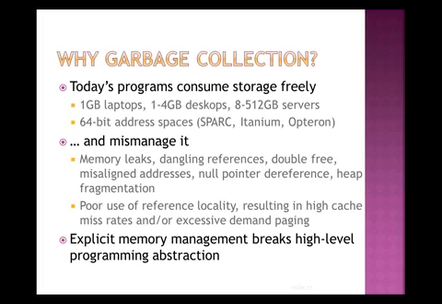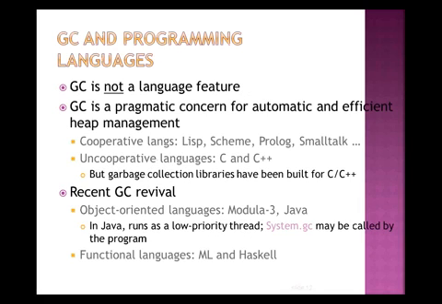Next, poor use of reference locality results in a high cache miss rate and or excessive demand paging. Then next, explicit memory management breaks high level programming abstraction. So garbage collection addresses explicit memory management that breaks the high level programming abstraction. That is the next point for why we use garbage collection.